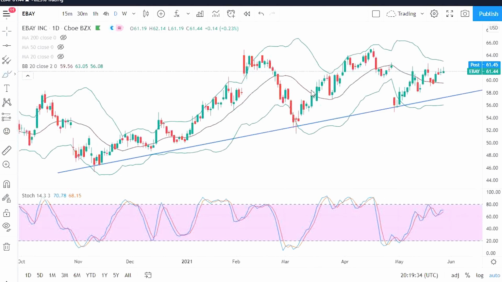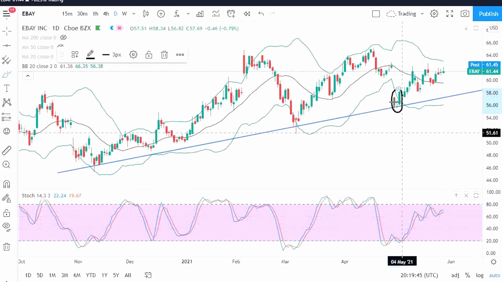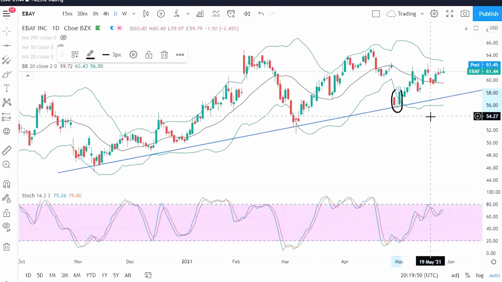Here's another one of those setups. A big red one coming in, a doji, and a big green one coming out. We're down in the oversold territory. So yeah, those are the entries.